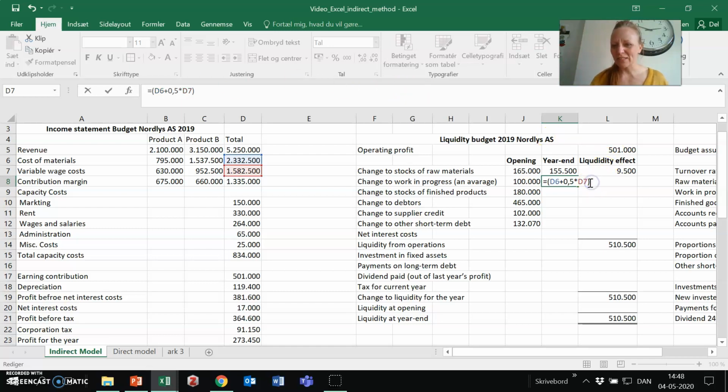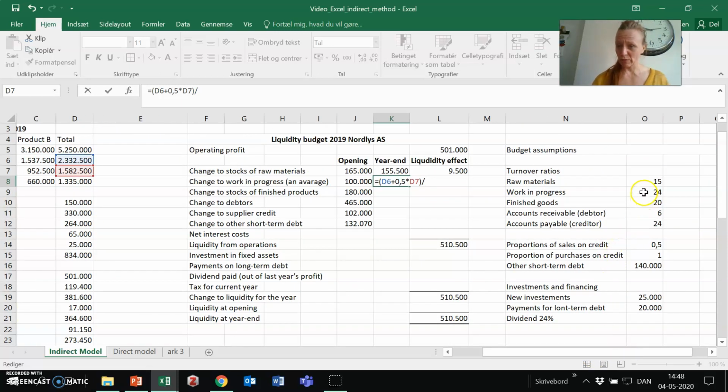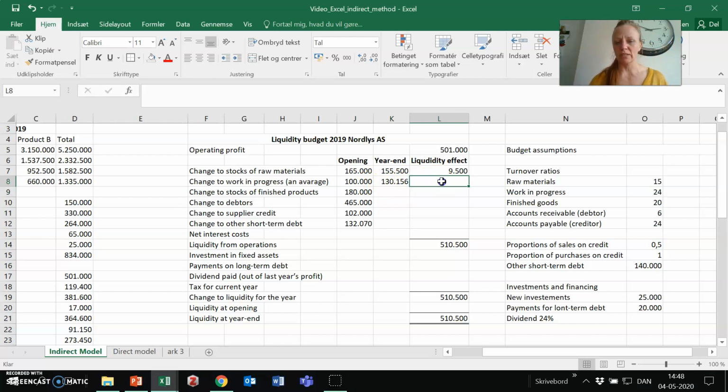Still in progress. I forgot to say we need to calculate the denominator before we divide. What we divide with is our assumption for the turnover ratio for work in progress, which in this case is 24. So this is the calculation. Now the work in progress shows that it began with 100,000 and has increased to 130,000. If we take the opening value and subtract the end value, we find there is a negative consequence for the cash flow, because we have increased the capital that is tied up in this stock.